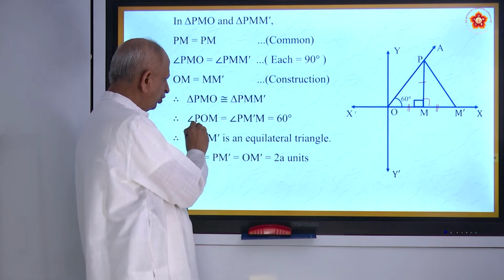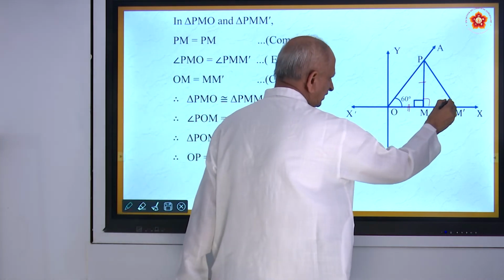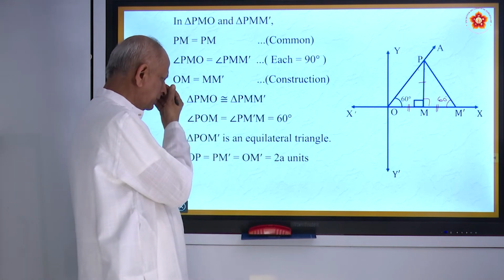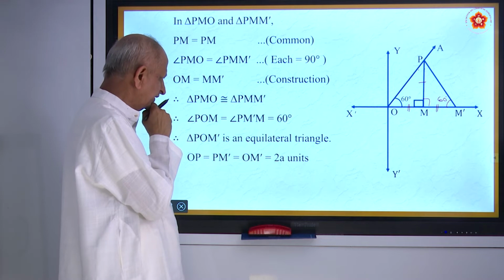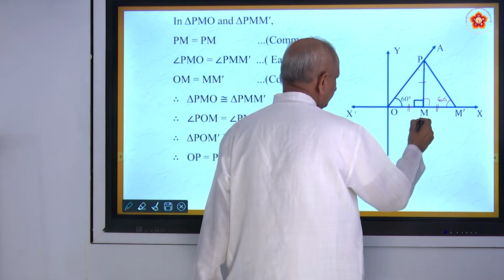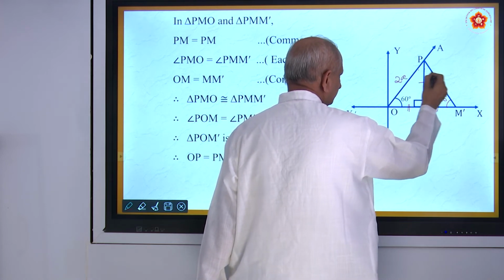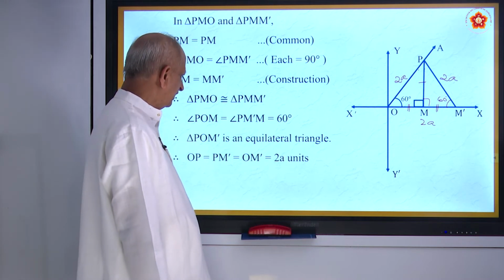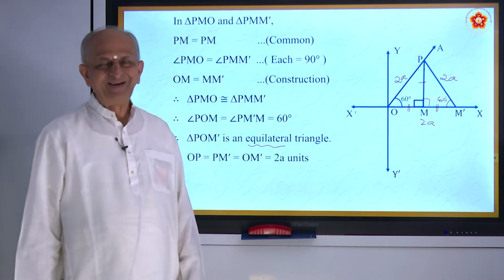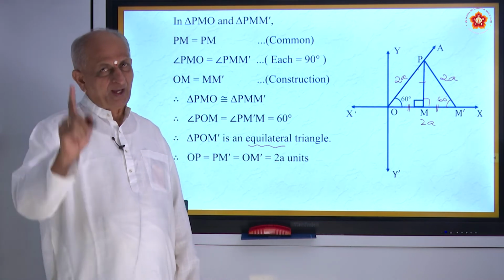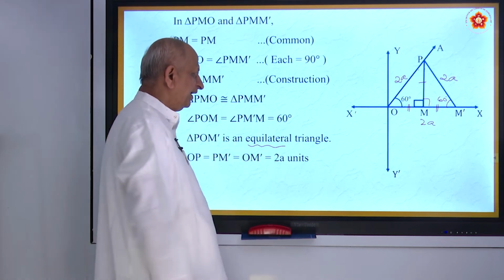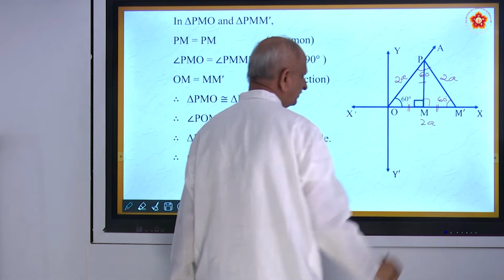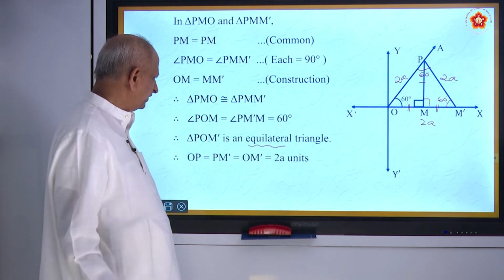And therefore, we have angle POM is equal to angle PM dash M. These two angles will be equal. That is also 60. This is already 90. These two will be 30. So, what do you get then? We say that POM dash is an equilateral triangle. Which means if this is 2A, this also becomes 2A, and this also becomes 2A. That is the meaning. What is an equilateral triangle? If all the three sides of a triangle are equal, we call it an equilateral triangle. What about angles? Angles also. If this is 60, this also is 60, and this also becomes 60. All the angles are equal, all the sides are equal.